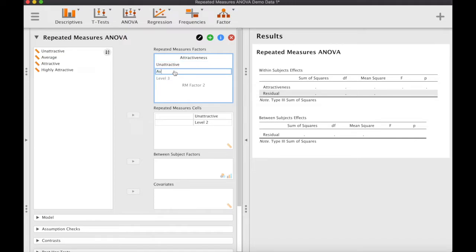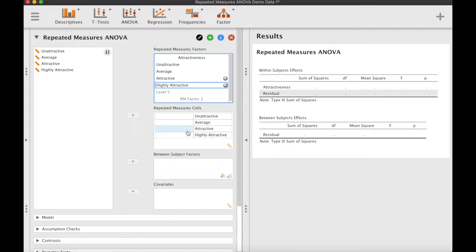Unattractive, average, attractive, and one more, highly attractive. And as you are encoding these, they also appear here.